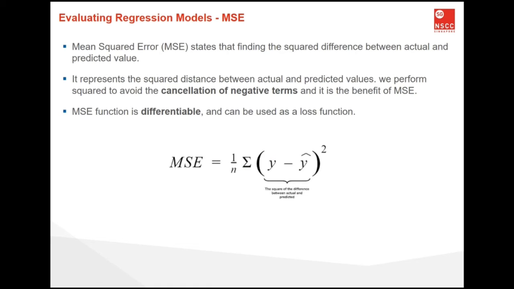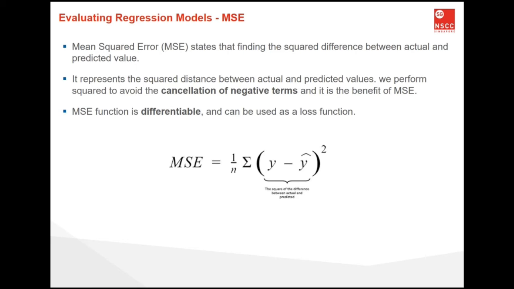Similarly, we have another evaluation metric called mean square error. Mean square error is the most used and very simple metric with a little bit of change from mean absolute error. Mean square error states that we find the square difference between actual and predicted values. So, above we are finding the absolute difference, and here we are finding the square difference. What does the MSE actually represent?